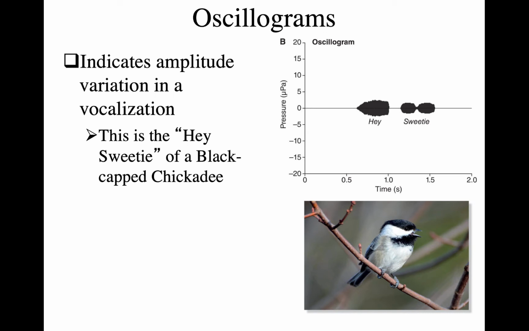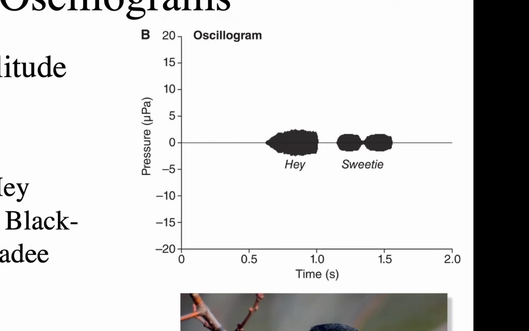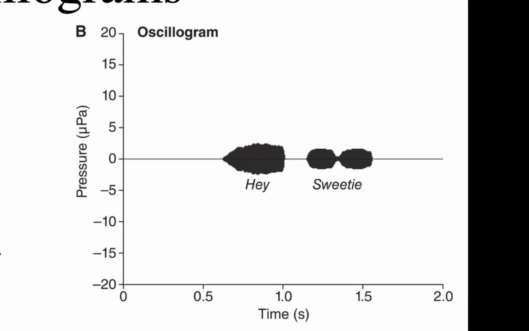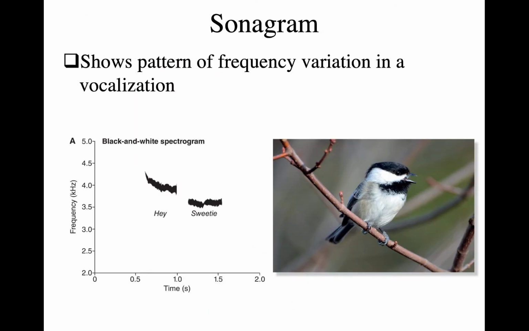So I'm going to give a couple of examples of ways of measuring the same vocalization. We're going to use the Hey Sweetie song of a black-capped chickadee. If you look at it from the oscillogram point of view, you can see that both parts of it, the hey and the sweetie, are comparable in how loud they are, but the hey is a little bit louder because you see the lines going away from 0 as far as the pressure being measured is greater.